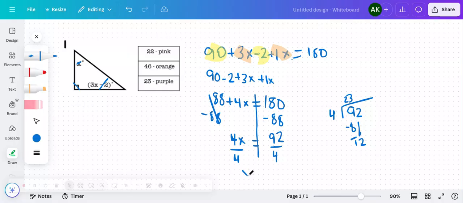So x is equal to 23, which is good because that was one of the answer options from our coloring sheet. So it looks like anywhere we see a 23, we will color it in. Or anywhere we see that 1 on the coloring sheet, we will color it in purple.